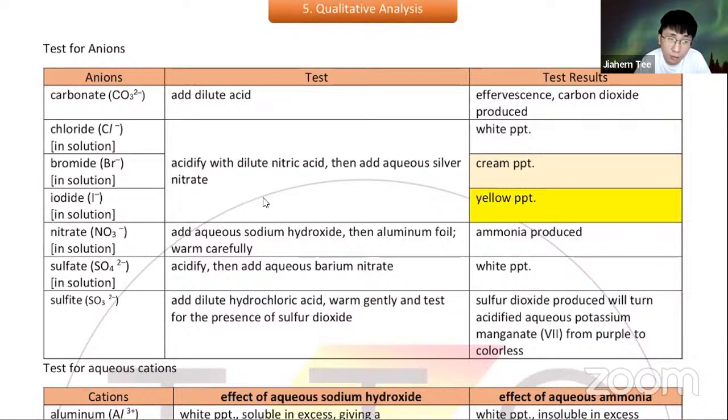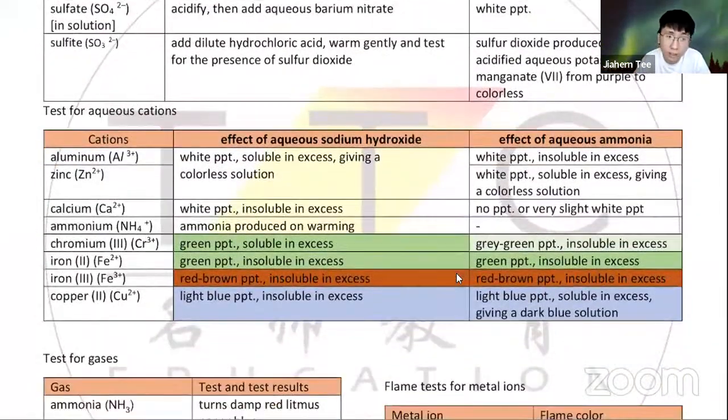Then you can see sulfate: acidify it, then you add barium nitrate, you get a white precipitate. Sulfite: you add acid, warm gently, and test for the presence of sulfur dioxide. You add acidified potassium manganate(VII). It goes from purple to colorless. So that proves that sulfur dioxide is present. Then if you go down, the tests for cations also appear here.